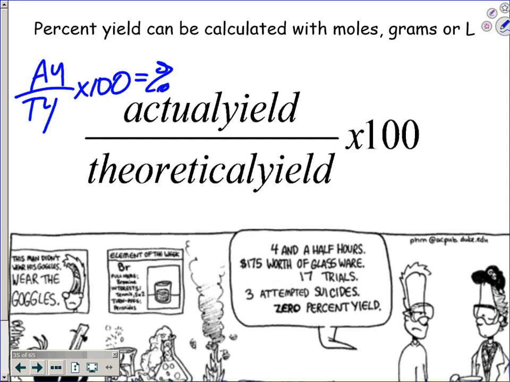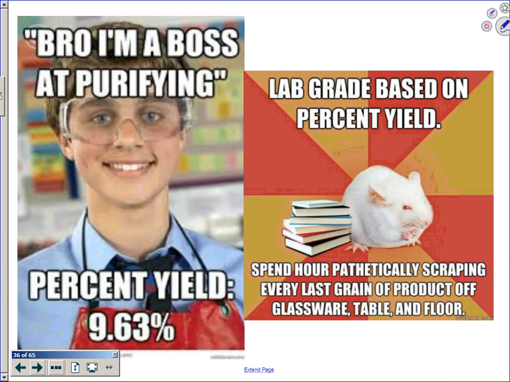So that's how we get our percent. And this is my favorite from a Bossa Purifying, 9.6% yield. It's sad. He thinks he's good and he's not. I thought that was a sad story.